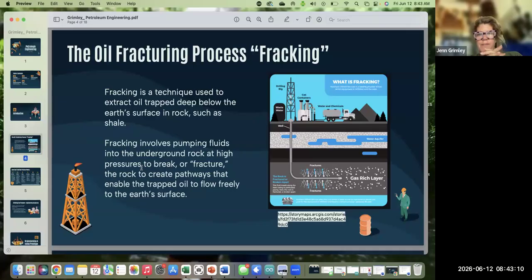We simulated a fracturing process, or fracking, and it's a technique used to extract oil from underground. It involves pumping fluids into a rock bed, mostly shale, at high pressures to break the surrounding rock to create pathways for that fluid to flow, and help the trapped oil get to the surface.